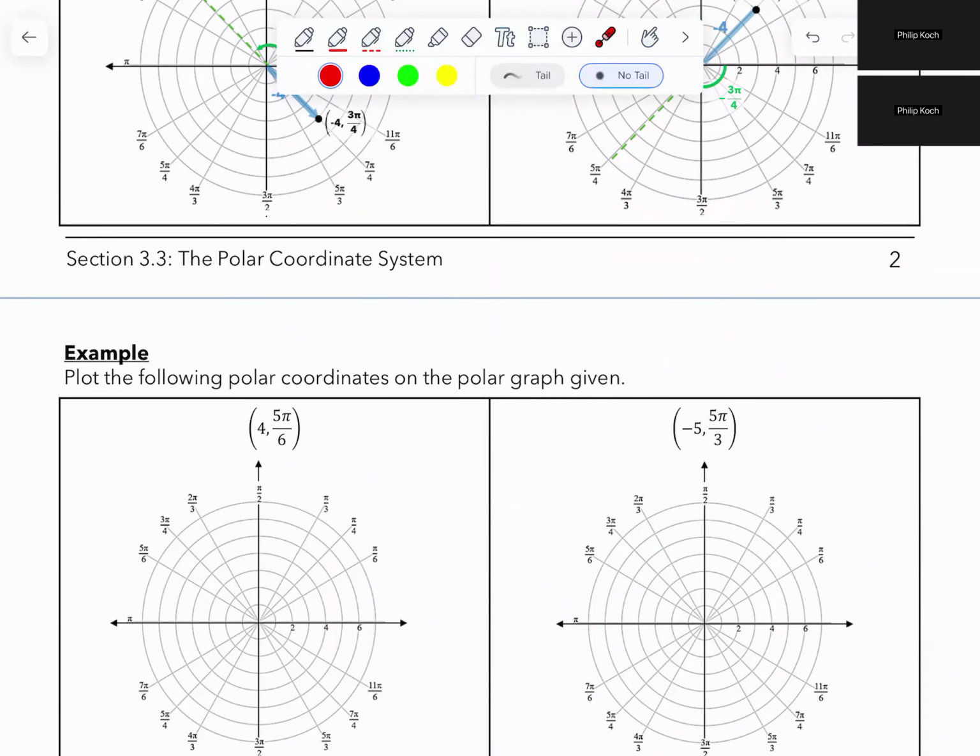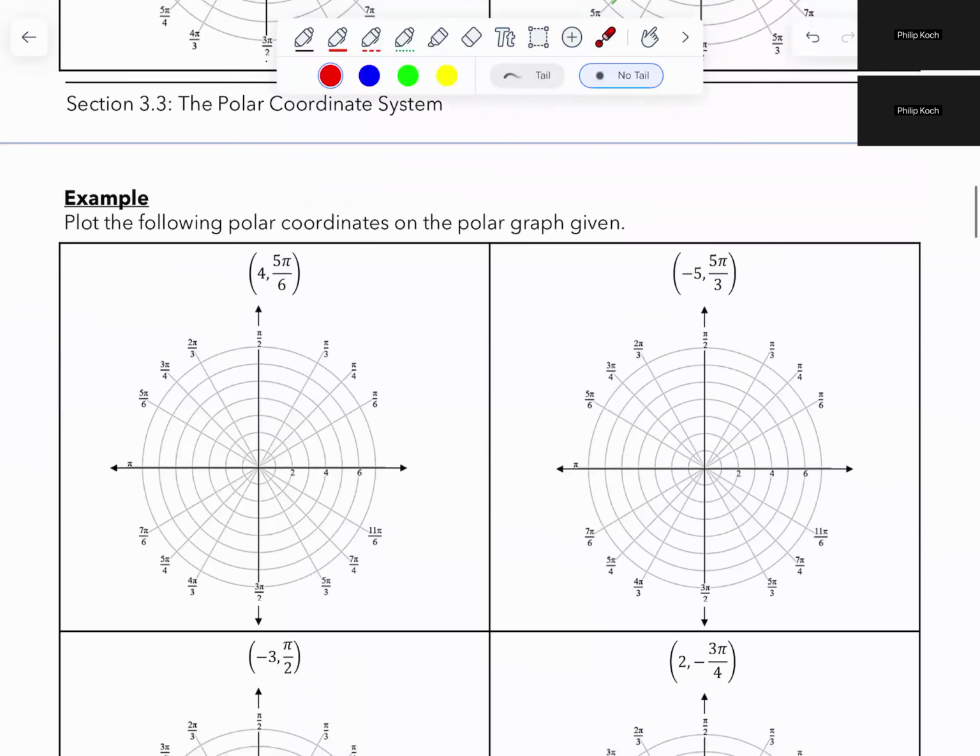Let's get to practicing. So 4 and then 5 pi over 6. That's a positive R and a positive theta. So we'll find out where 5 pi over 6 is. That's going to be in the second quadrant. So we'll go all the way over to 5 pi over 6 and draw our radial line, our angle line. And then we want to go out 4 units. So 1, 2, 3, 4, right there. That is the point 4, 5 pi over 6.